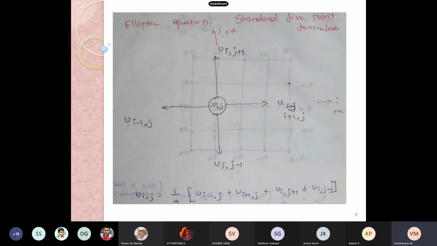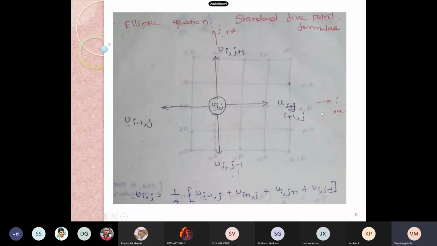One by 4 of, we have 4 terms, so 1 by 4 of, I'm starting from here, that is from the i-axis, but it might be clockwise or counterclockwise. Follow some order, so there won't be any mistakes during the solution. So u i minus 1, j plus u i plus 1, j plus u i, j plus 1 plus u i, j minus 1. We accumulate all these four, and this has to be divided by 4, which gives u i, j. This is the standard 5-point formula.